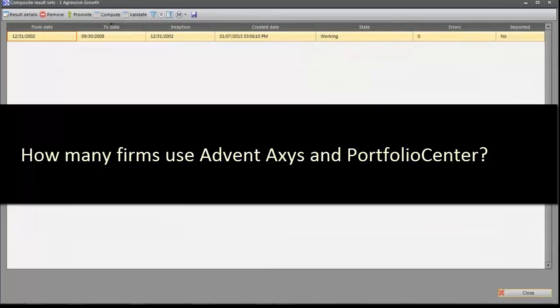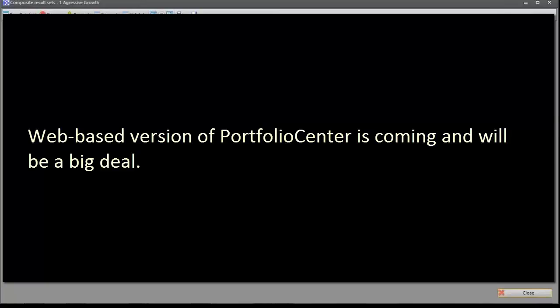There's 3,000 plus still users of PortfolioCenter. They still collect license fees from Tamarack for all the users that are on PortfolioCenter there. I'm not sure what the percentage is. Yeah, I'm not sure what the pricing is on that.